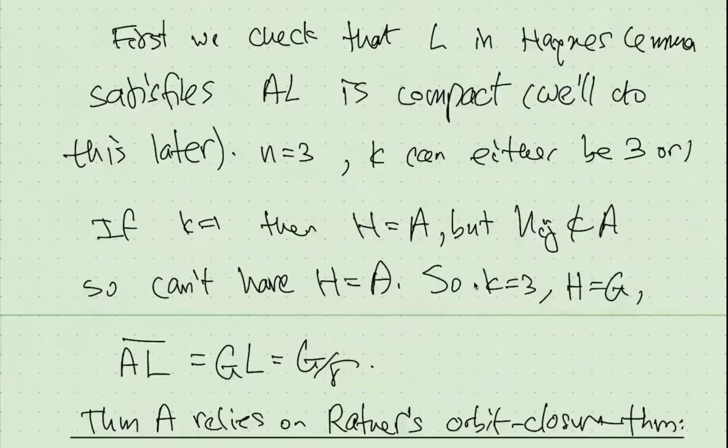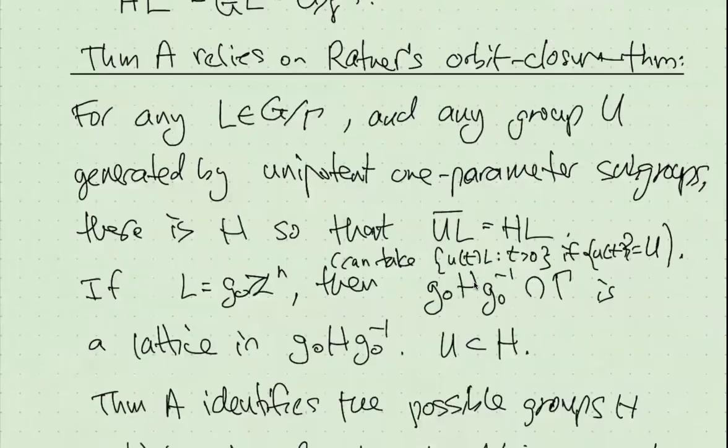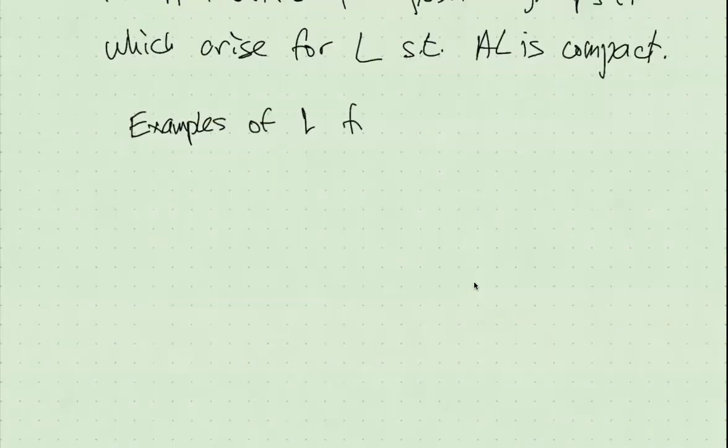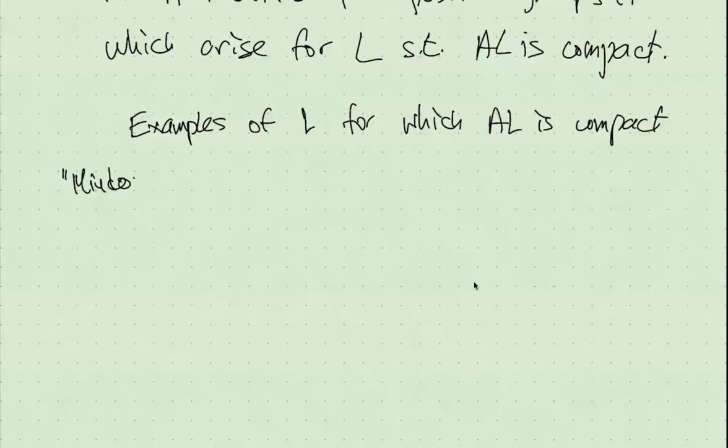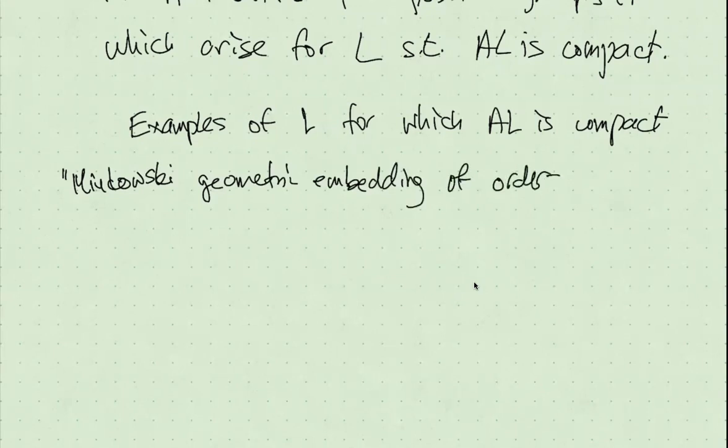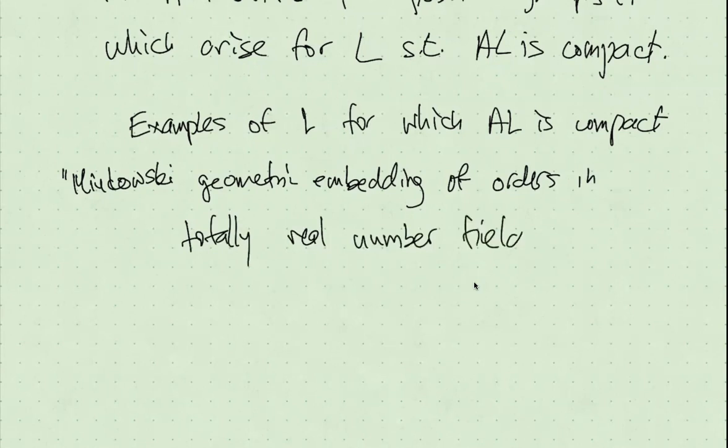These are the Minkowski embeddings of totally real number fields. Examples of L for which AL is compact. I'll write Minkowski. This is just a geometric embedding of orders in totally real number fields, for people who know what that is, but I'm going to say that in more detail.